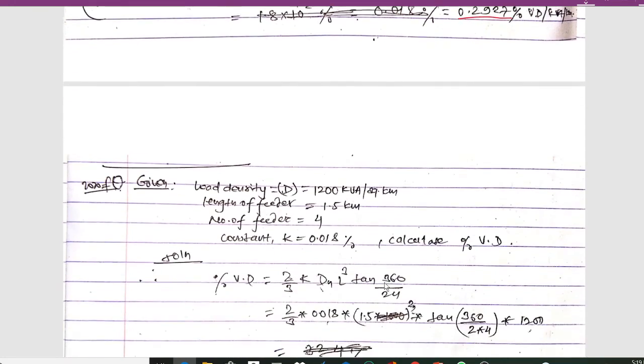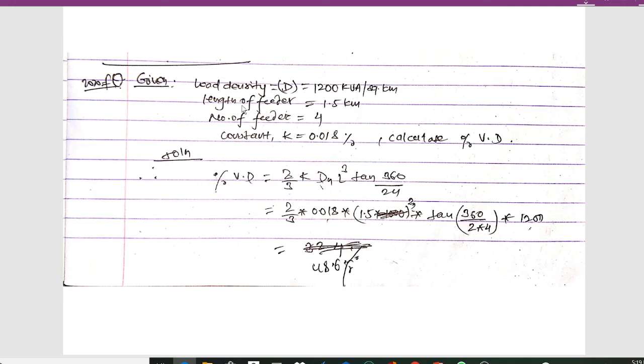And again another important numerical here we have, and this numerical was once asked in 2024 in transmission line design subject. And here the given parameters are load density D as 1200 kVA per kilometer square. Similarly, the length of feeder is 1.5 kilometer given, and number of feeders is given as 4. Similarly, the constant K is given as 0.018%, and here you have to calculate the percentage voltage drop.